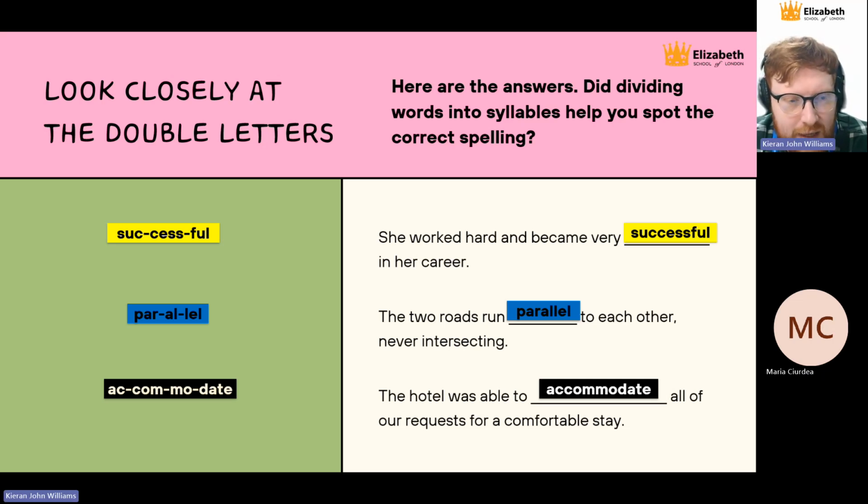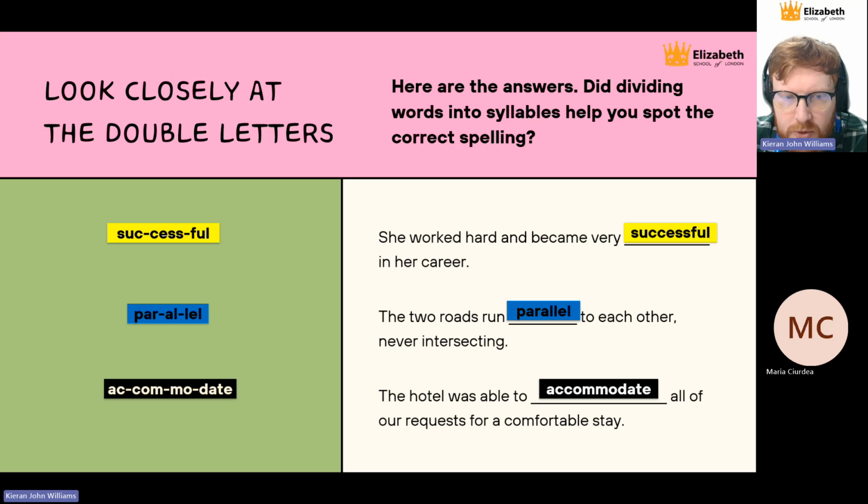So here we notice we have the double letter for suk. Okay, because we go from suk to ses. So we need a different letter for each sound. Suk for a C, but ses with a C as well, a different one. Also success always finishes with 2 S's. Okay. All right. So parallel we know, and then accommodate, very difficult one to remember, 2 C's and then 2 M's.